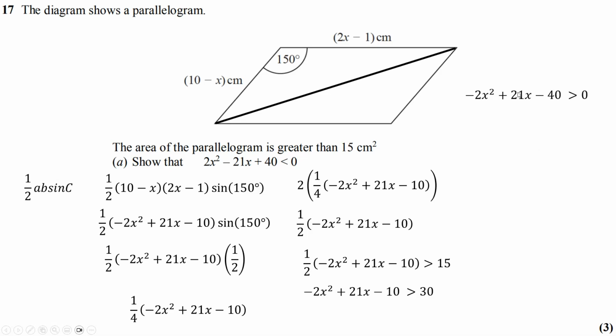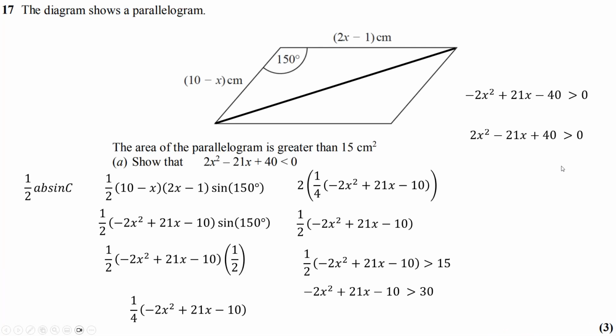No, that's not the final answer. Just rearrange it so that 0 is facing that greater than symbol. Oh, that's wrong. That should actually be pointed in the right direction, so it should be like this. So it should be 2x squared minus 21x plus 40 is less than 0. Sorry, I forgot to do that. And yeah, okay, so this should just be facing this way. Apologies for that.